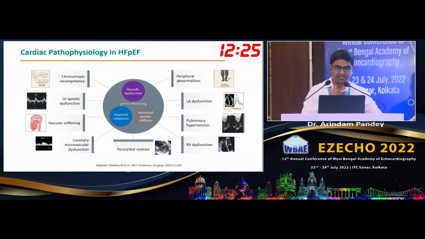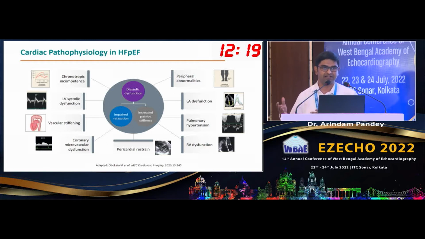Now, if you look into the cardiac pathophysiology, then we'll find mostly in one arm there is impaired relaxation, and in the other arm there is increased passive stiffness of the myocardium. Why does it happen? To be honest, we do not know all of it, but we can speculate. There are many pathophysiologies, there are many results as well. So chronotropic incompetence we can find. At some point of time, preserved ejection fraction may lead to reduced ejection fraction as well in the long term.